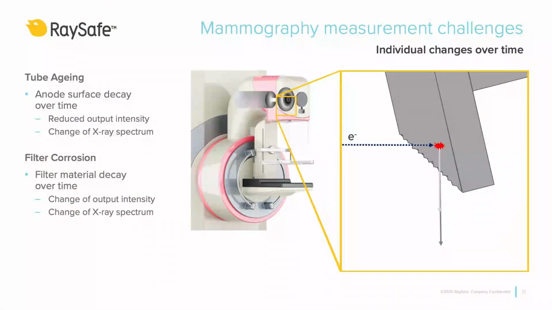Other things to consider is the individual changes over time, namely aging of the machine, which may affect dose and HVL. With time, the anode surface will suffer from wear and tear, often resulting in reduced output intensity and minor changes to the spectrum.